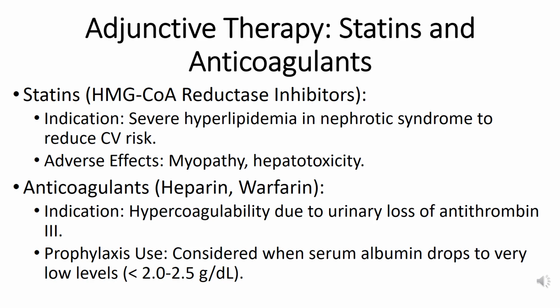At the same time, levels of certain clotting factors may increase. The balance shifts toward coagulation. As a result, patients become more susceptible to blood clots. Deep vein thrombosis may occur. Pulmonary embolism is another serious complication. Renal vein thrombosis is particularly associated with nephrotic syndrome.